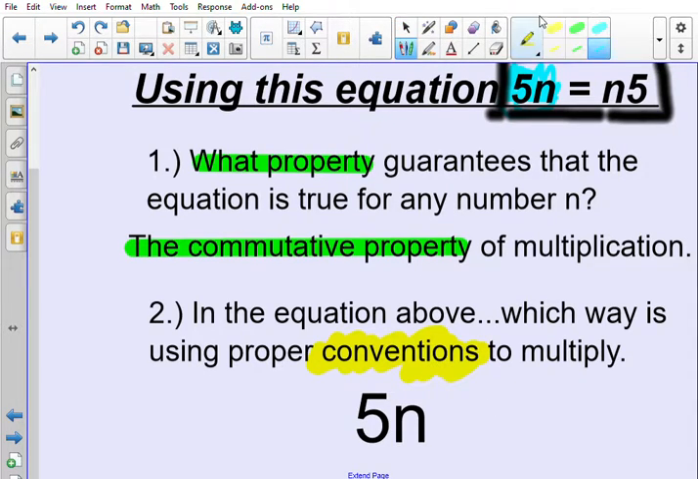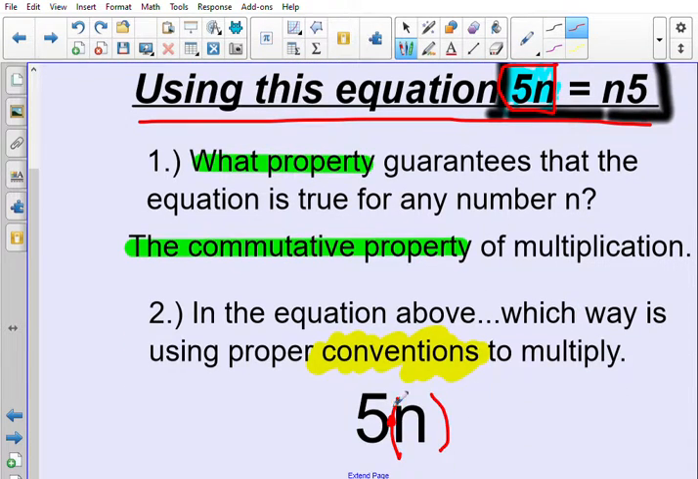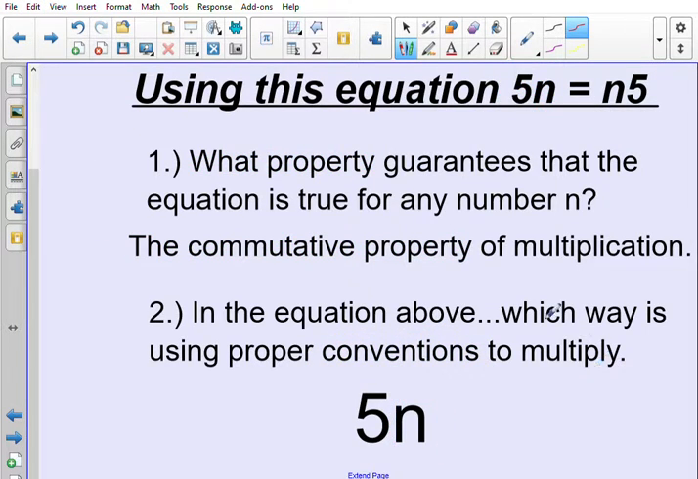Things that you might have wrong. Please don't put the dot in between them. I'm all right if you had the parentheses, but we were using the equation up above. They don't have parentheses. It's just 5n. I just want 5n. So hopefully you had 5n for that one.